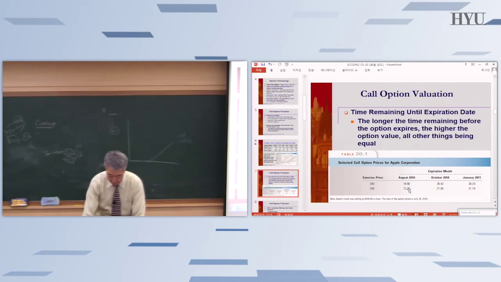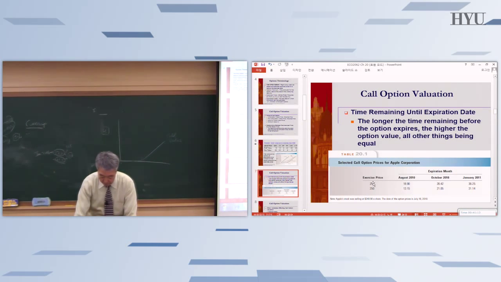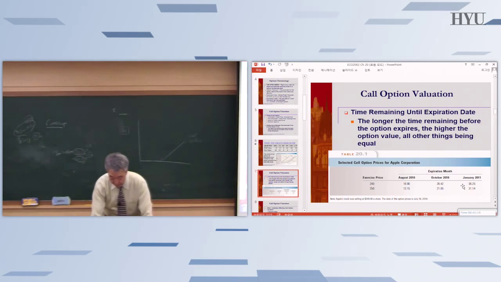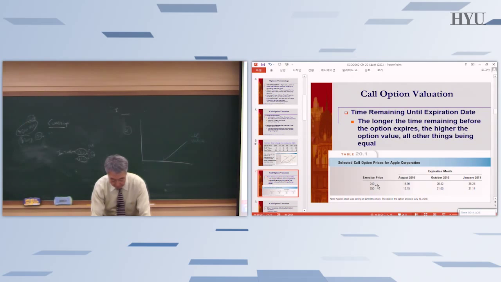Anyway, so here we go. For the same exercise price, okay, the longer you have until maturity, until the exercise date, right? The price is higher, right? And the higher the exercise price for the same maturity, same expiration, right? The higher the exercise price, the lower the option price. Okay? Make sure you catch that. Okay?